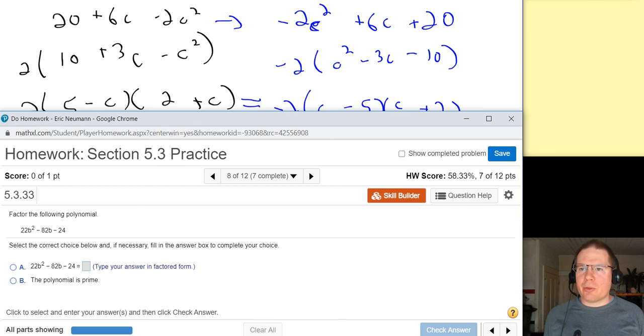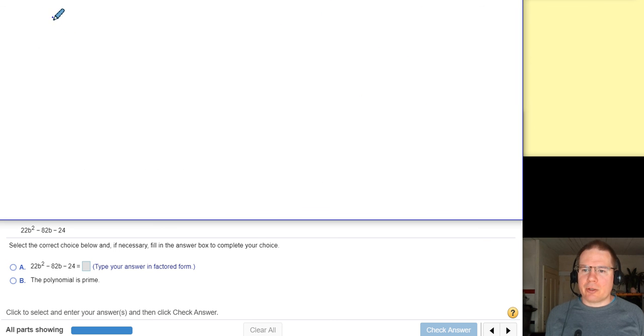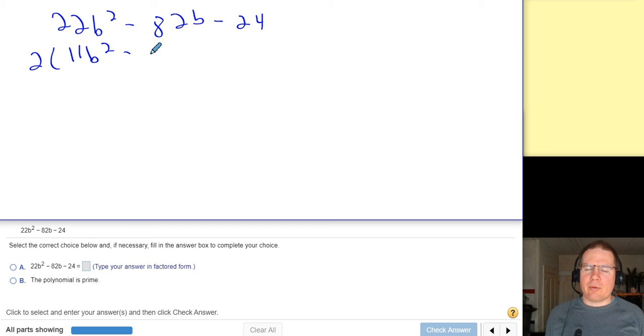All right, here's another one with a GCF we can factor out. 22b squared minus 82b minus 24. They're all even, and this is 2 times 11. 11 doesn't go into these, so I'm just going to factor out a 2. Half of 82 is 41, half of 24 is 12. All right, 11's a prime number. Great. 12, we've got a bunch of choices here.